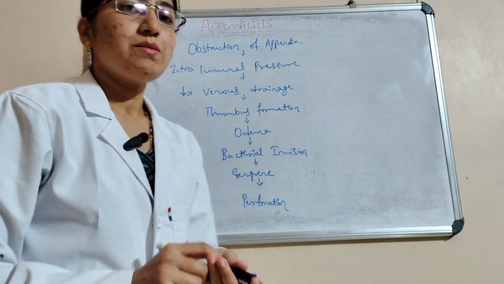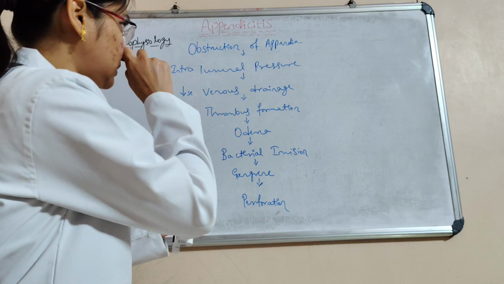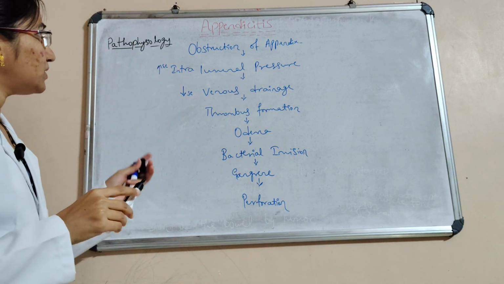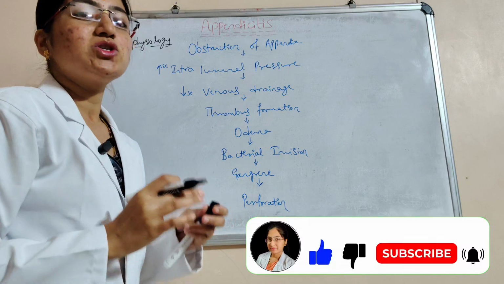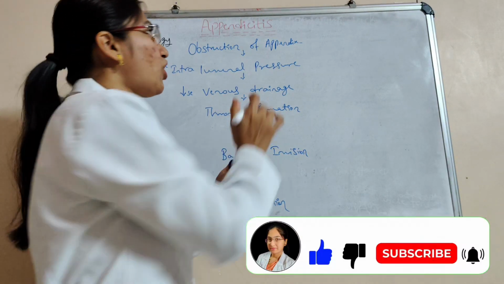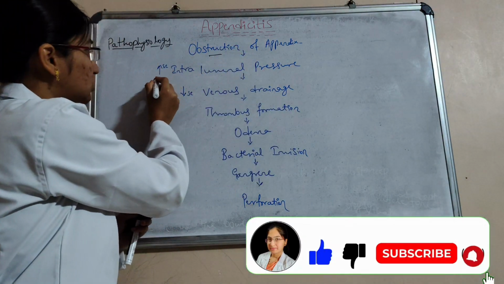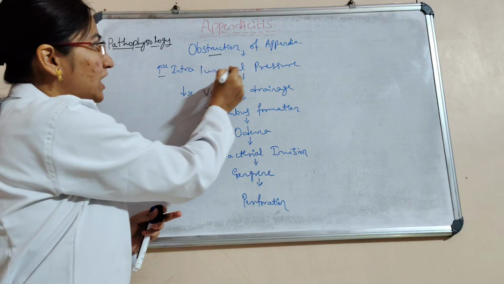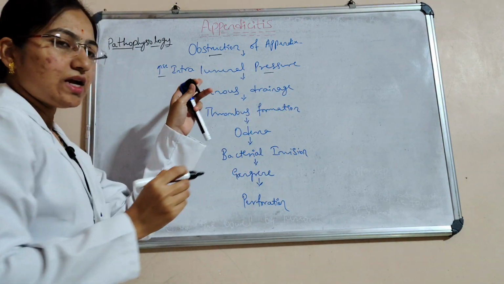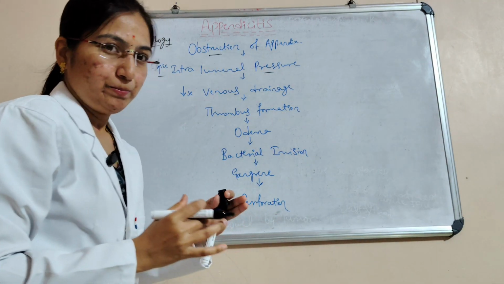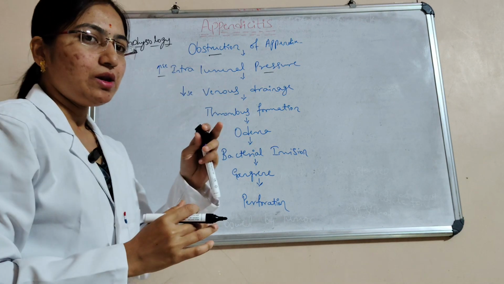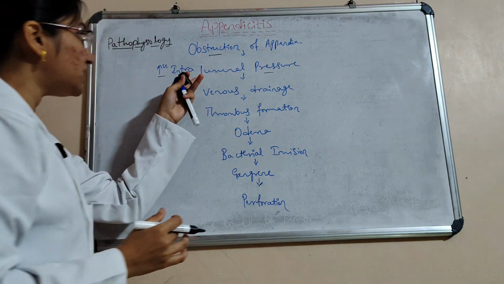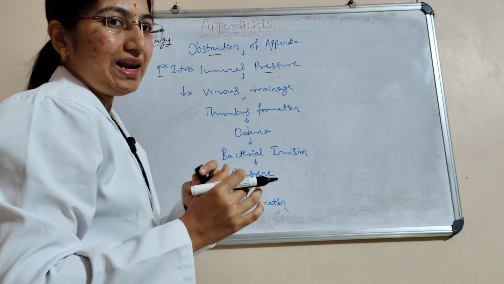Okay. Next we'll see the pathophysiology of appendicitis. First and foremost, what happens in appendicitis is obstruction takes place. Obstruction of appendix. Due to the obstruction, there will be the increased intraluminal pressure. This indicates lower abdominal pain.